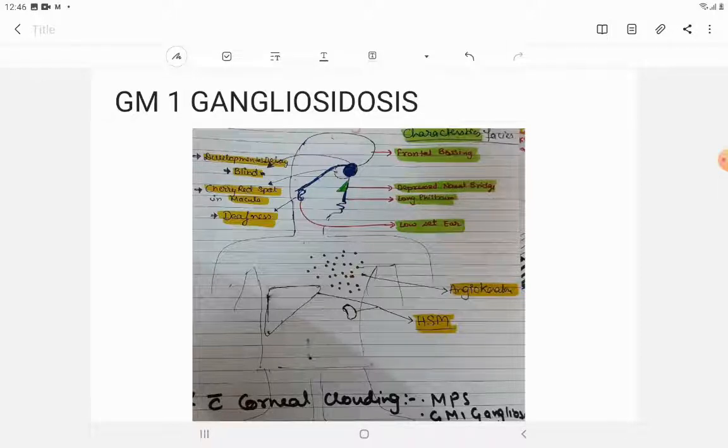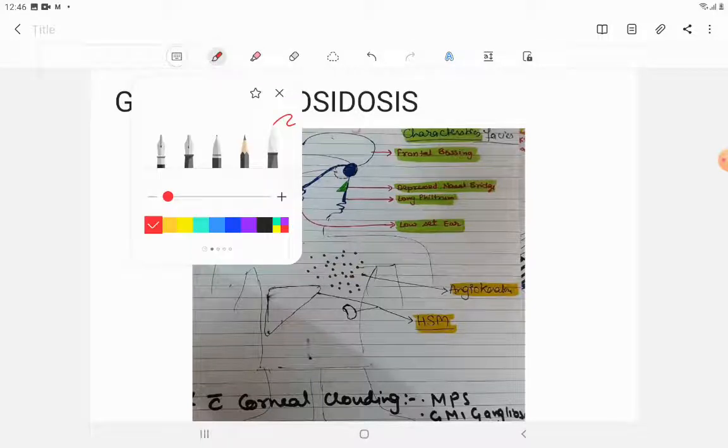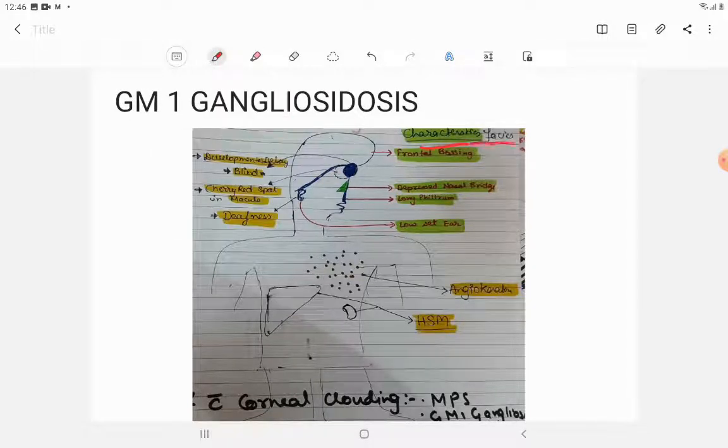In GM1 gangliosidosis, as you can see, there is characteristic facies. Characteristic facies in the sense that by looking at the child you can say that the child is suffering from GM1 gangliosidosis. First is frontal bossing, then the second one is depressed nasal bridge. The third one is long philtrum, that is the philtrum which lies just below the nose and just above the lips. And the fourth one is low set ears. So these are four things by which we can tell that the child is suffering from GM1 gangliosidosis.